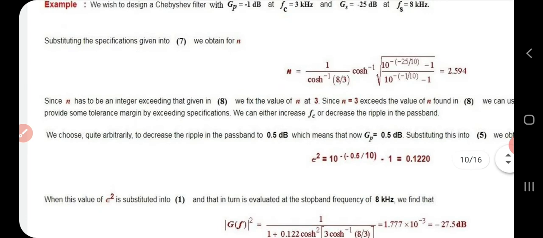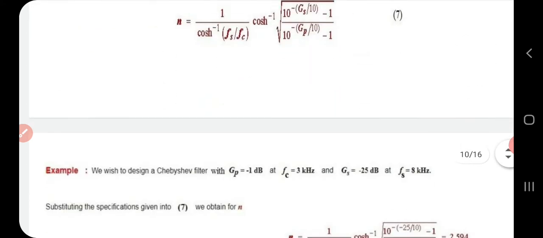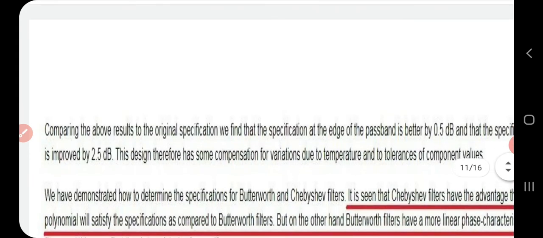Finally, we evaluate the amplitude response G(f) square by substituting all these values. So this is how you solve a problem when you are given the specifications of a Chebyshev filter. No need of studying this problem, just go through it. So that's all about Chebyshev filters.